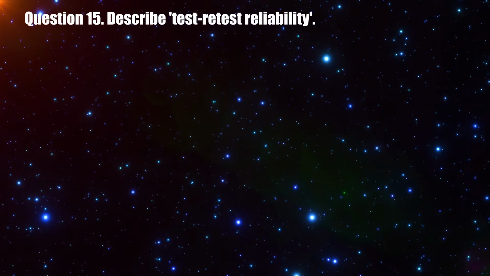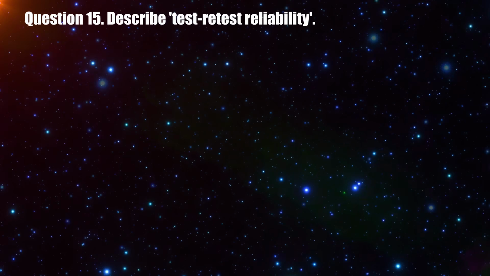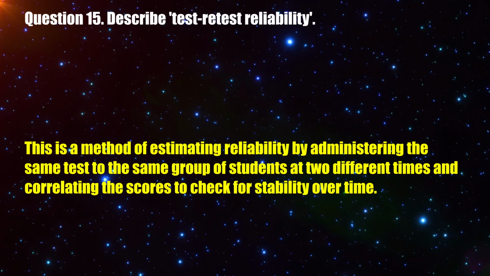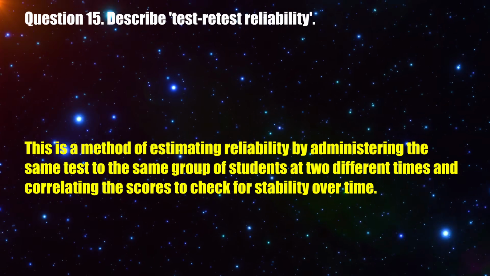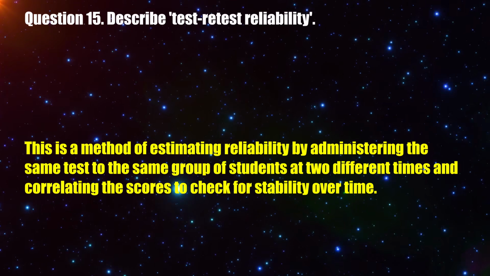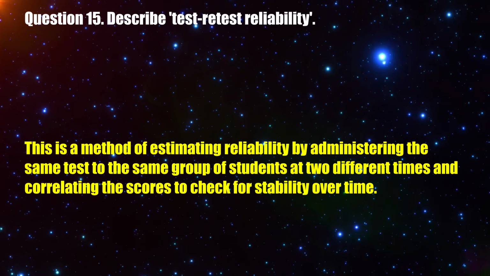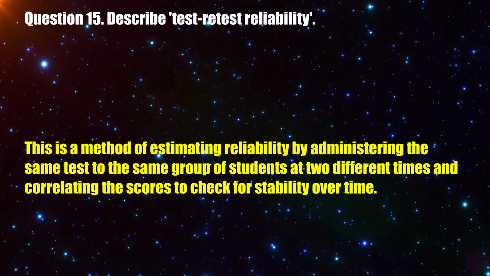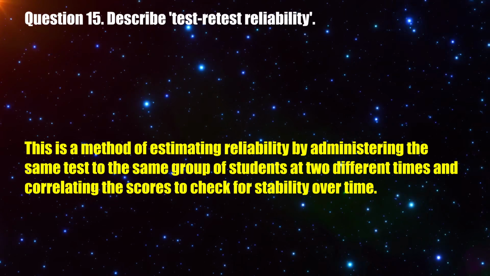Question 15. Describe test-retest reliability. The answer is, this is a method of estimating reliability by administering the same test to the same group of students at 2 different times and correlating the scores to check for stability over time.